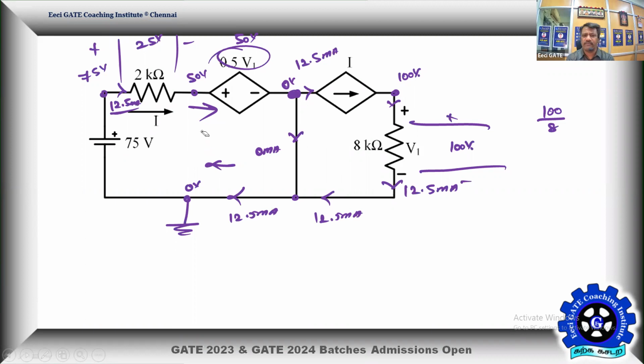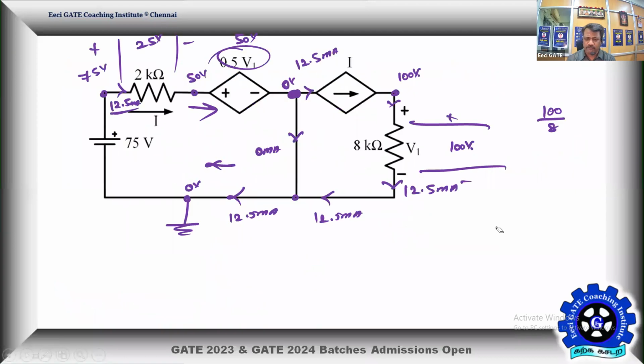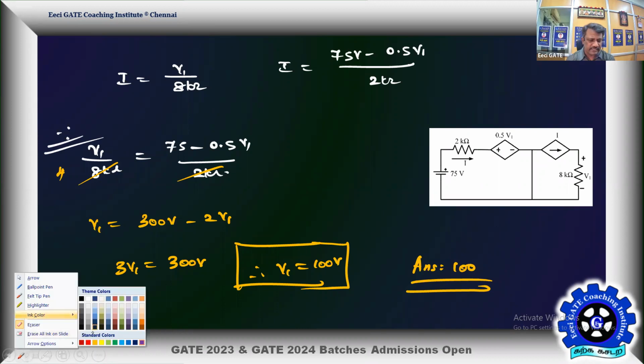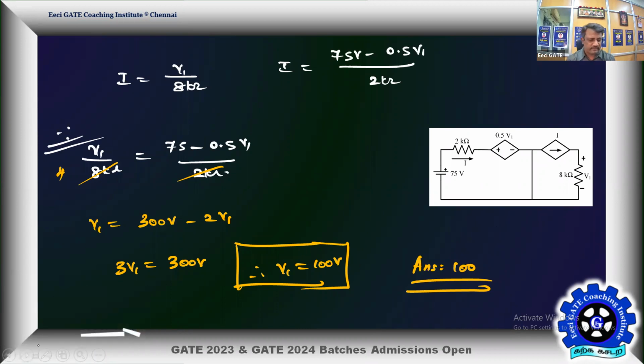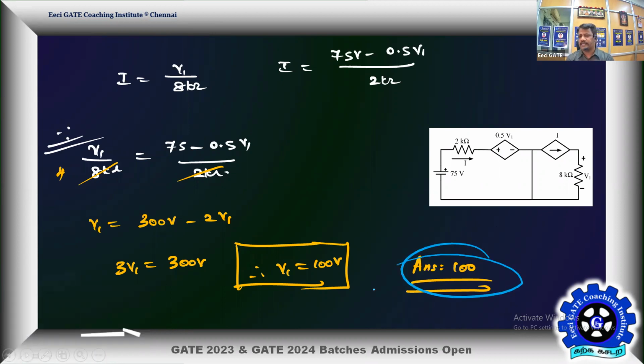So that's a simple verification for the answer. So confidently we can give the answer, it's a numerical answer type, so confidently we can say the answer is 100. That's relatively an interesting problem in the GATE electrical 2020 paper. So we should not get surprised by seeing the dependent sources. Strictly go by your basics of electric circuits, then you will connect instantly. But still it's easy, not a tougher one.